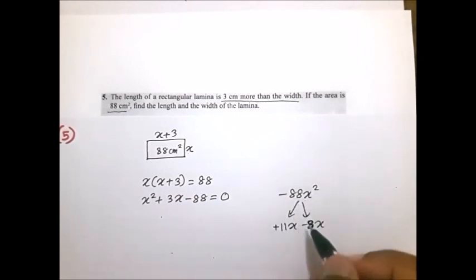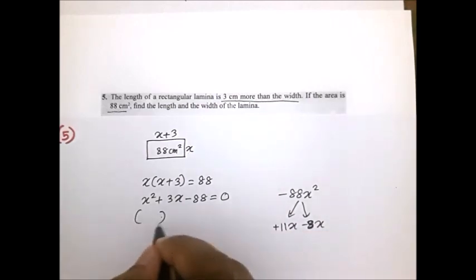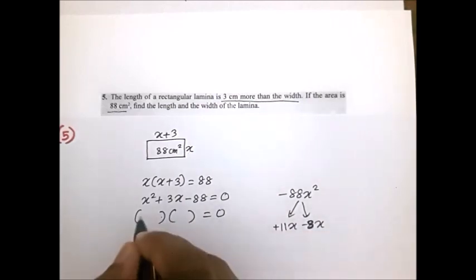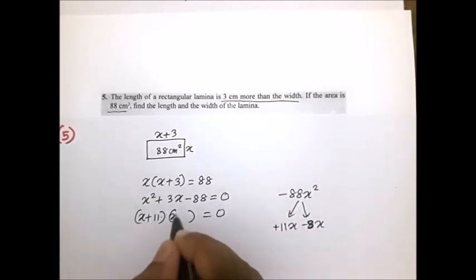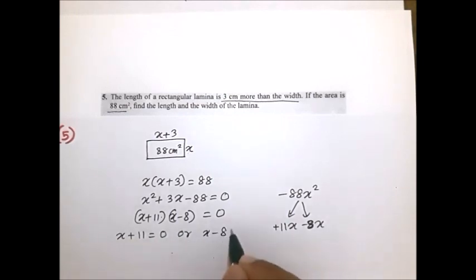11 multiplied by 8, 88. 11 minus 8, it is 3. So factors are x plus 11 and x minus 8. Then you can write x plus 11 equals 0 or x minus 8 equals 0. Subject x. x equals minus 11 or x equals plus 8.